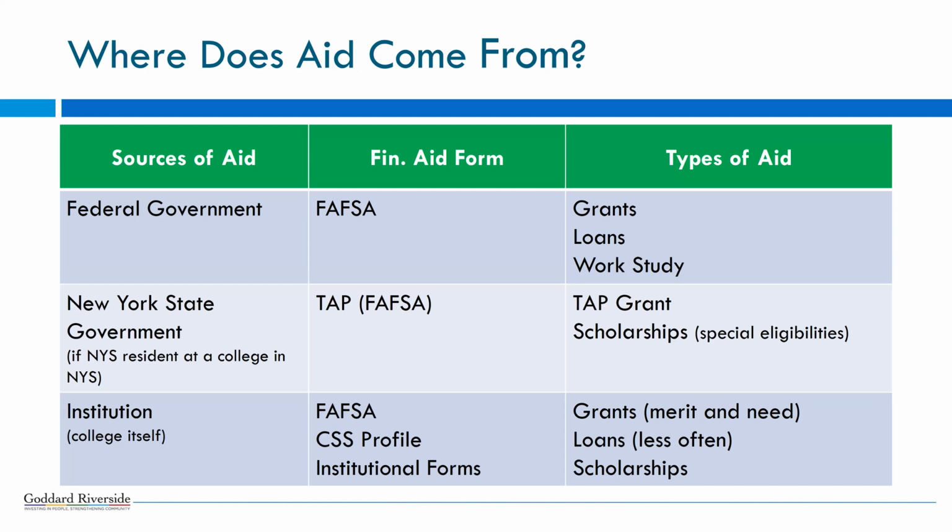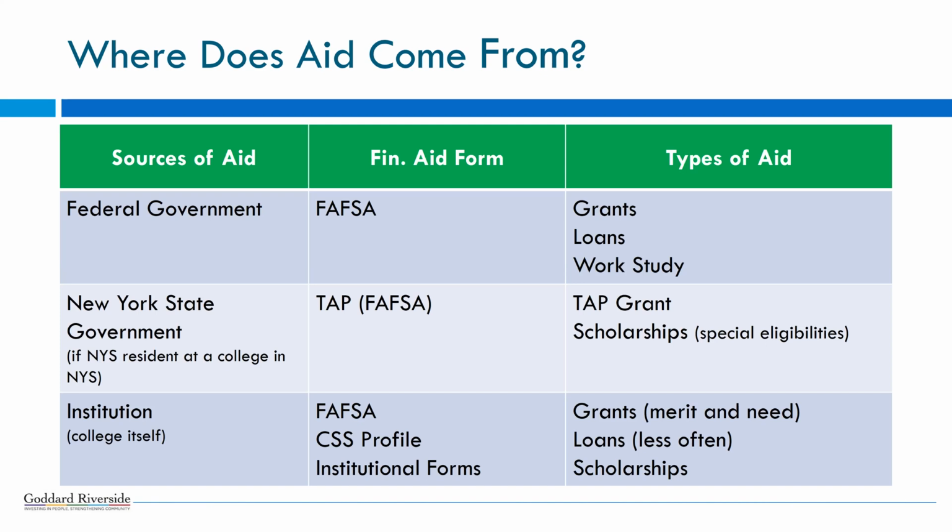So forms of financial aid come from three main sources: the federal government, the state government, in our case, New York State government, and the institutions themselves or the colleges have money as well. So when we think about this with the federal government, in order to access that money, we have to fill out the FAFSA. As I said before, the free application for federal student aid is FAFSA, and that's going to allow our students access to grants, loans, and work study.